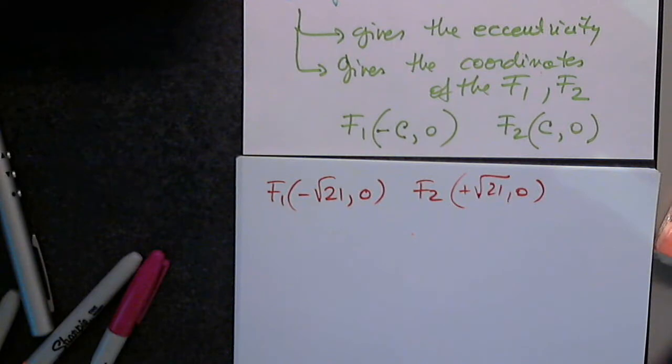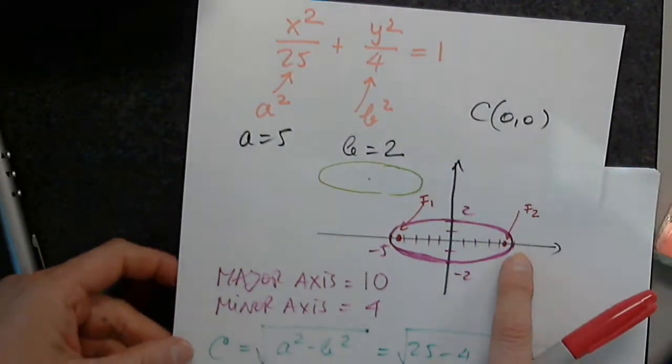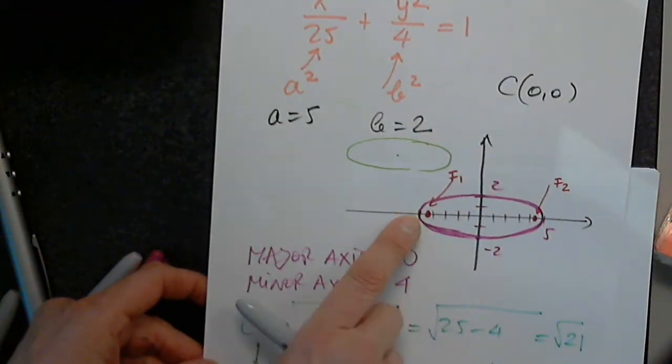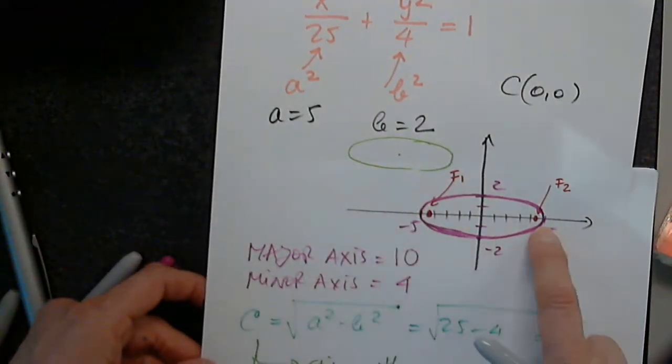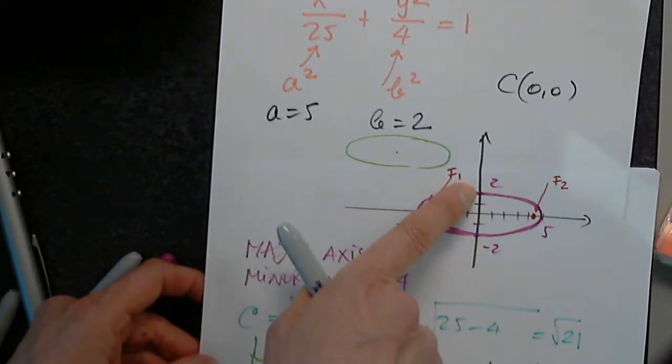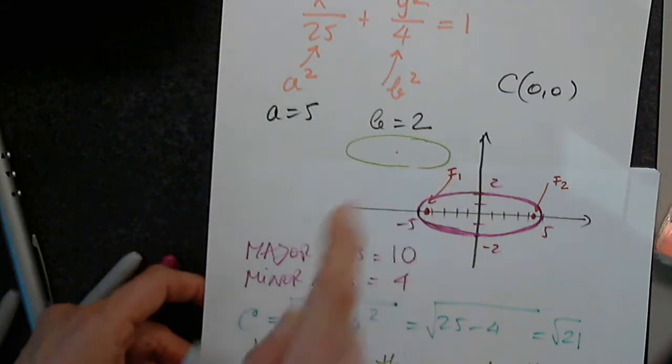Okay, find the vertices. We found the vertices because we already graphed the ellipse. So one vertex, if you want, is negative 5, 0. The other one, 5, 0. 0, negative 2, and 0, 2.